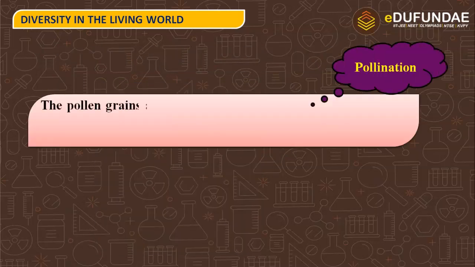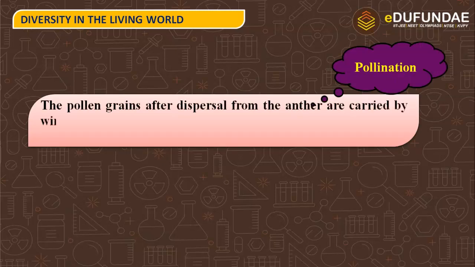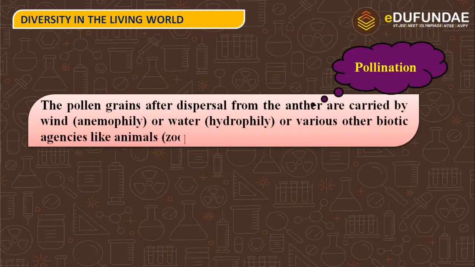Pollination. The pollen grains after dispersal from the anther are carried by wind, that is anemophily, or by water, that is hydrophily, or various other biotic agencies like animals, such as zoophily, to the stigma of a pistil. And when the pollen grains interact with the pistil, that is with the stigma part of the pistil, it is called the pollination process.